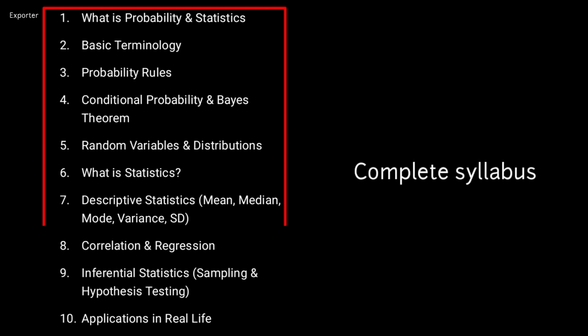1. What is probability and statistics? 2. Basic terminology. 3. Probability rules. 4. Conditional probability and Bayes' theorem. 5. Random variables and distributions. 6. What is statistics? 7. Descriptive statistics: mean, median, mode, variance, SD. 8. Correlation and regression. 9. Inferential statistics: sampling and hypothesis testing. 10. Applications in real life. So let's begin our journey into probability and statistics.